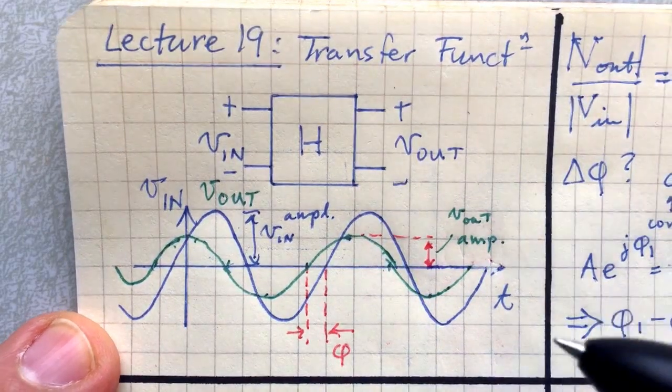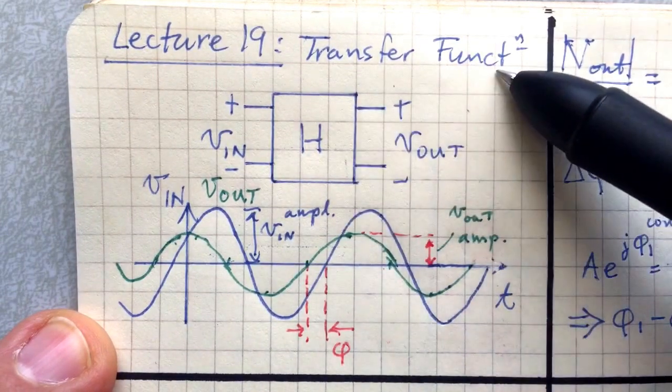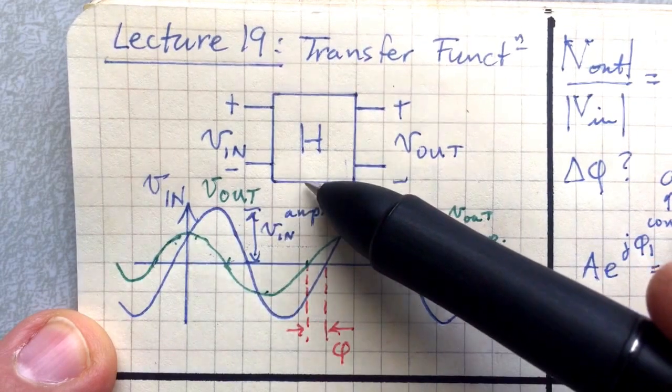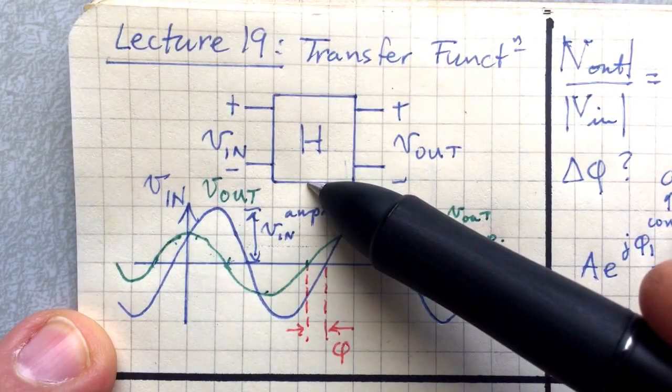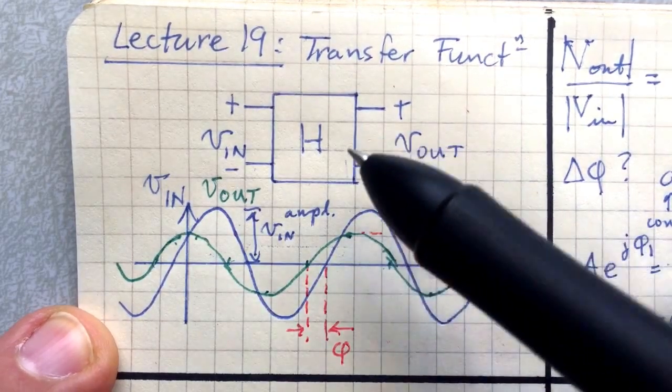Okay, so I'm just going to go through my notes for today's lecture briefly. Today we're going to be talking about transfer functions. The basic idea of a transfer function is that it acts between your input and your output. It takes your input voltage to your output voltage, and it's your circuit.